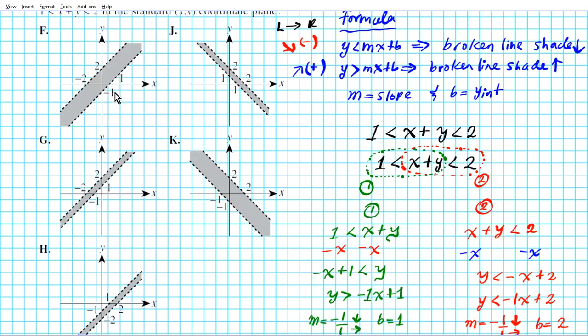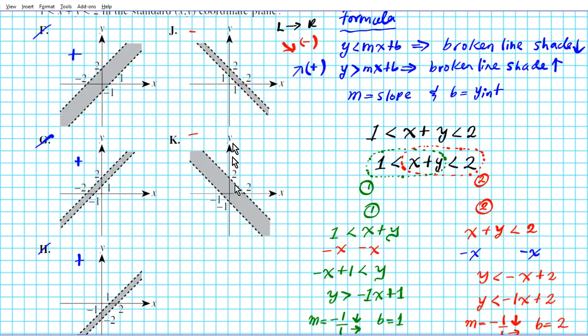Okay? Left to right, this is positive slope here. So that's not an answer. From left to right, this is good. From left to right, this is going up, positive slope. This is not the answer. This is negative. This one also has a negative slope. And H has a positive slope, so that cannot be the answer either.